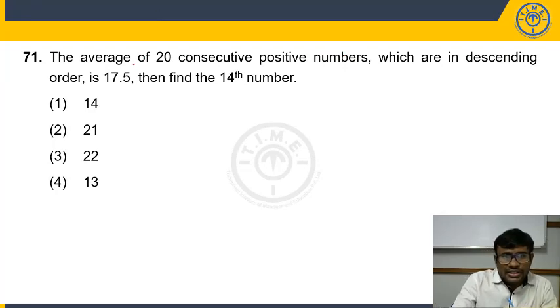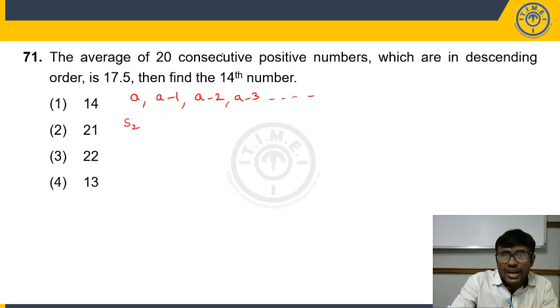The average of 20 consecutive positive integers which are in descending order. Descending order means, let us take the first one as A. The next number will be A minus 1, A minus 2, A minus 3, and so on. Like that, we have 20 numbers. So, the sum of these consecutive 20 numbers.